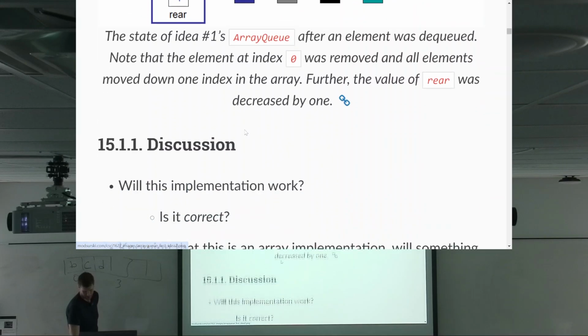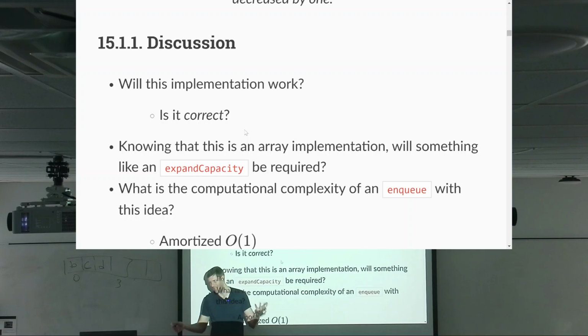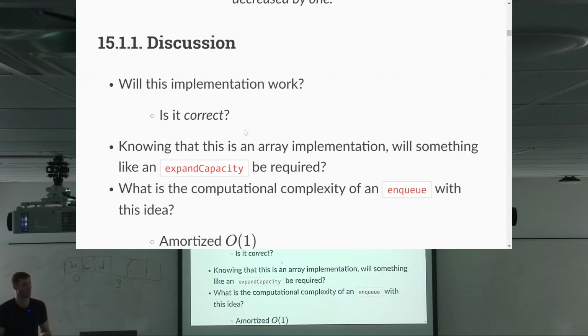So first question is, will this work? Yeah, it'll be a queue. Knowing that this is an array implementation, will something like an expand capacity be required? Yeah, we might run out of room in our array, so we might need an expand capacity, which is a linear time operation, but we amortize it. So the enqueues, although it's possible to be linear, we amortize it. We say the enqueues are constant time.